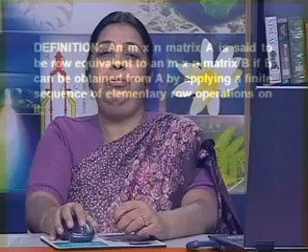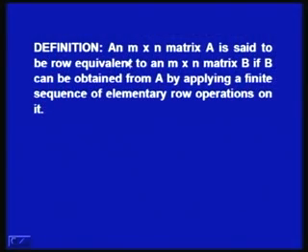Now, this leads to a definition which says that an m by n matrix A is said to be row equivalent to an m by n matrix B if B can be obtained from A by applying a finite sequence of elementary row operations on it. So, two matrices are row equivalent if one can be obtained from the other by applying a finite sequence of elementary row operations on it.